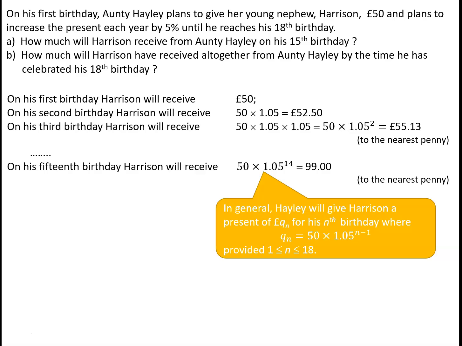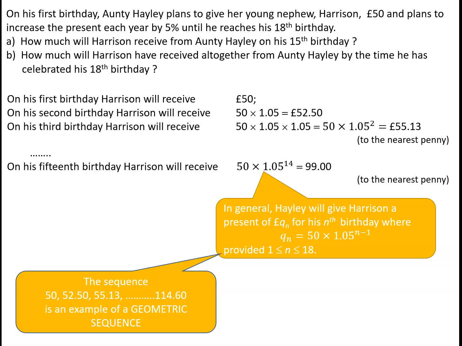In general, Hayley will give Harrison a present of Qn pounds for his nth birthday, where Qn is 50 times 1.05 to the n minus 1, provided n is an integer between 1 and 18. This sequence that we've got here, 50, 52.5, 55.13, etc., is an example of a geometric sequence.